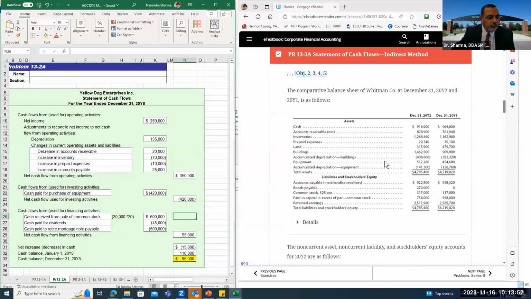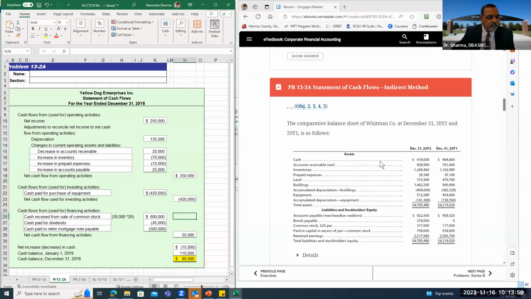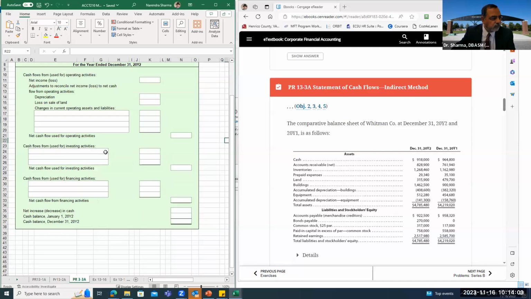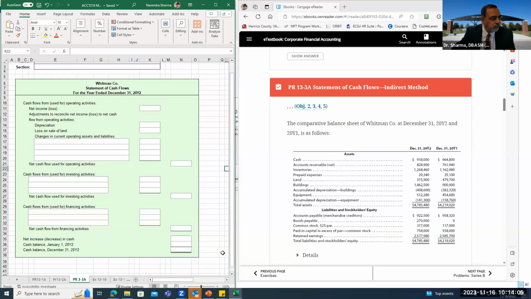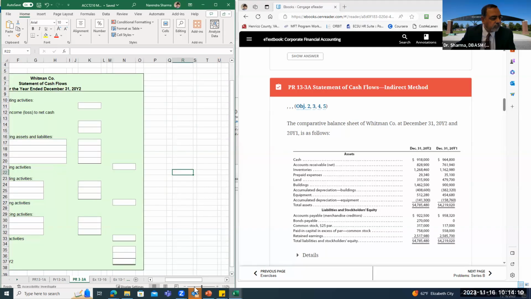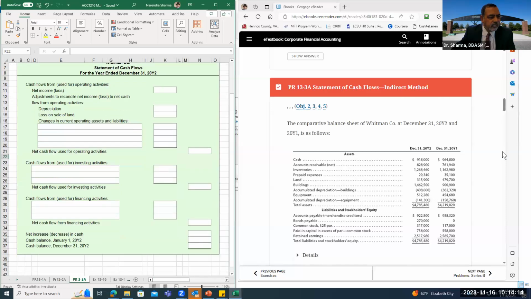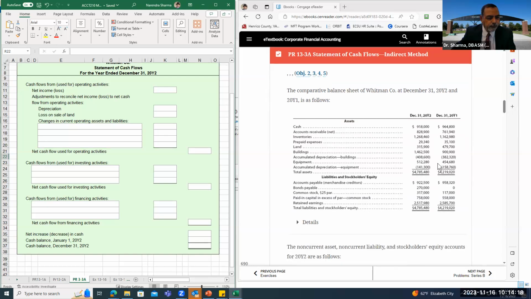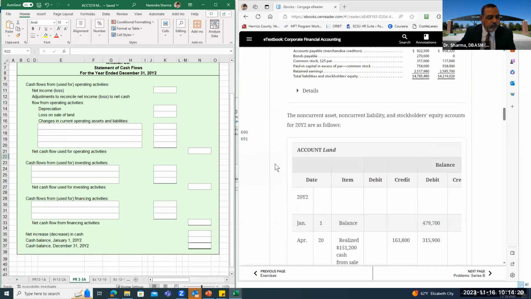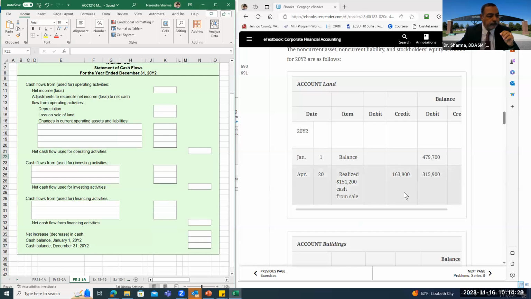All right, now in 13.3a, it is slightly different from how the rest of the information was given to you in 2 and 3. So that's why we'll look at it slightly differently in this. Okay, now in this case, what we are given is a comparative balance sheet, 2 years, and then we are given accounts.